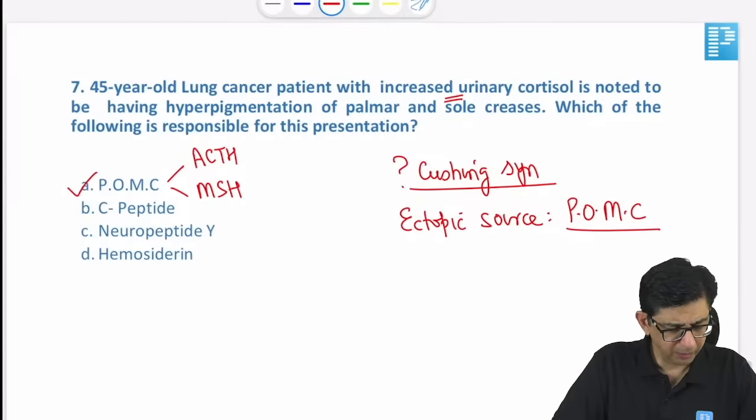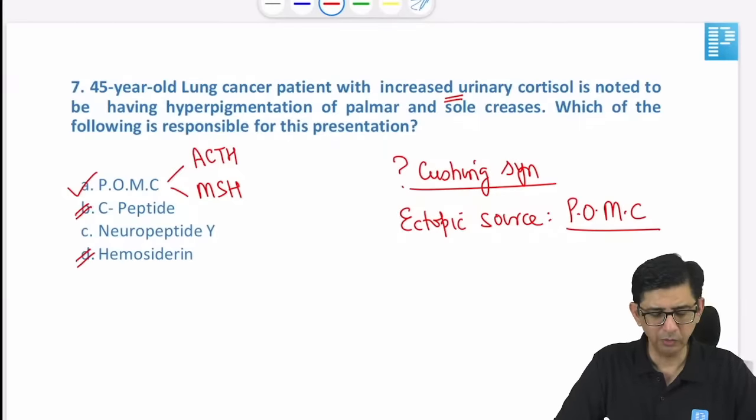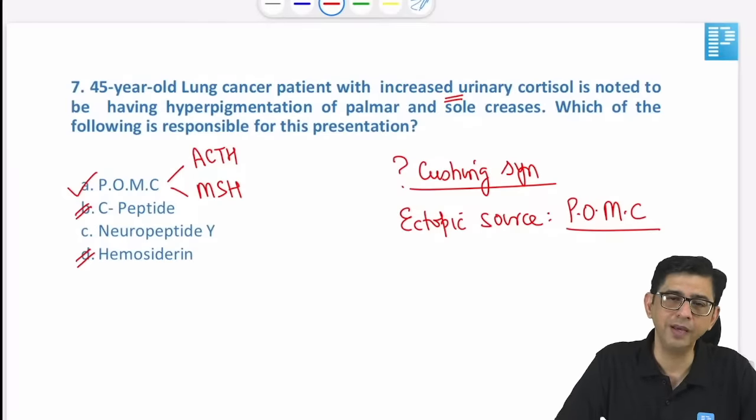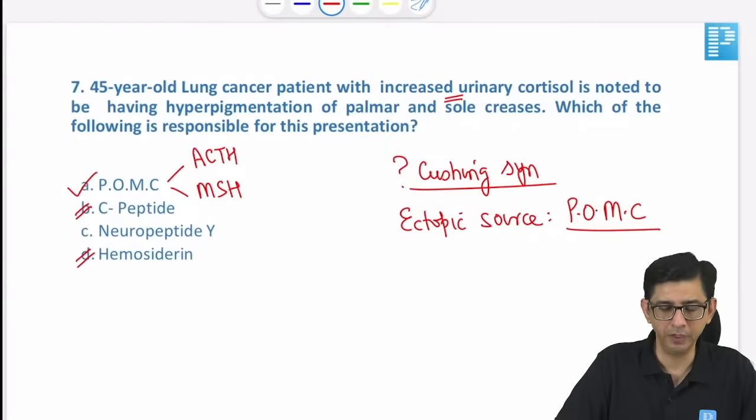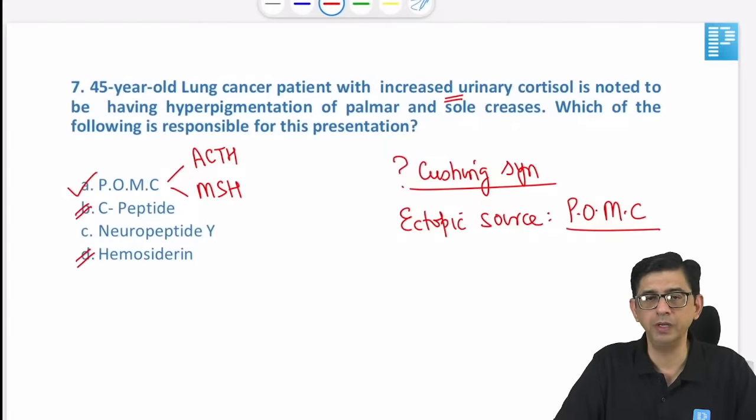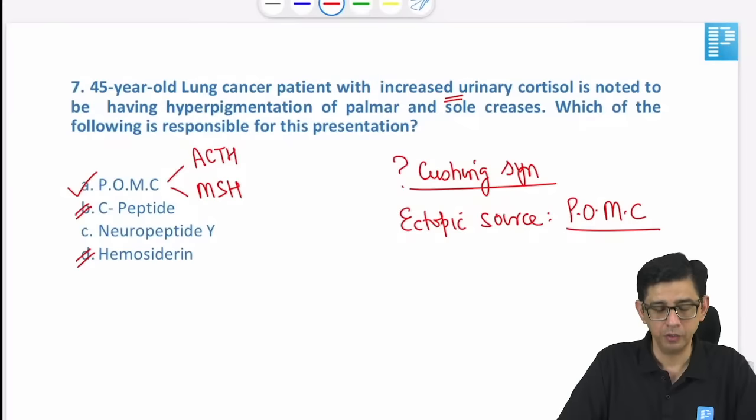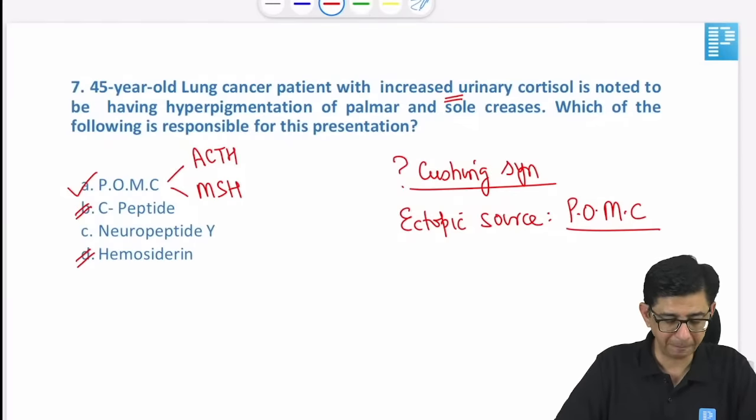C-peptide is related to insulin, so you can rule that out. Hemosiderin is a pigment, so you can rule that out. So it is only between neuropeptide Y and POMC. Neuropeptide Y is mostly a molecule that would be related to pain perception in a patient. So by exclusion also we can work out the answer to this question as option number A.